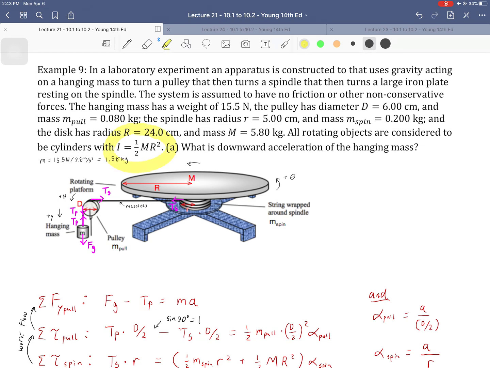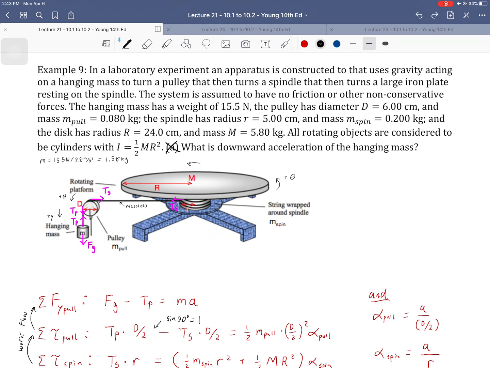And so then all rotating objects are considered to be cylinders, right? So they're all going to have a moment of inertia of the form 1/2 mr squared. And finally, the only question, although I call it part A, is: what is the downward acceleration of the hanging mass? So the whole idea there is that one thing leads to another, right?